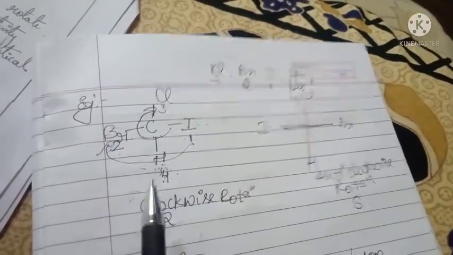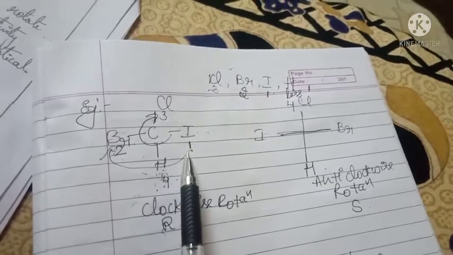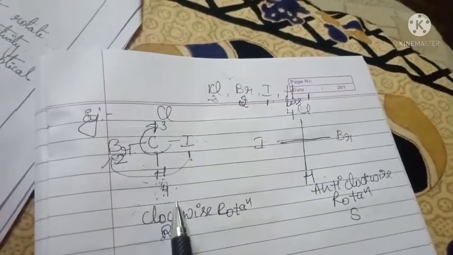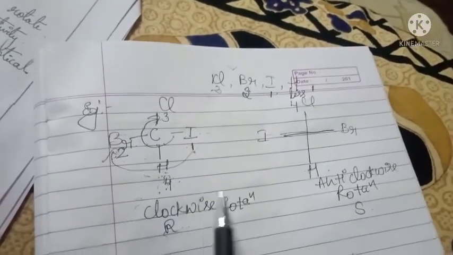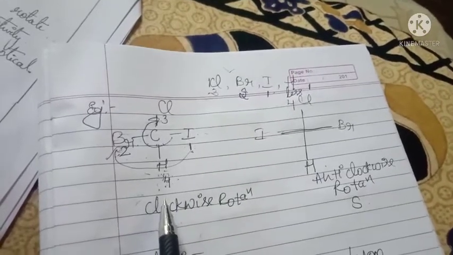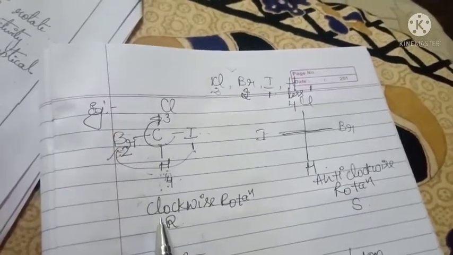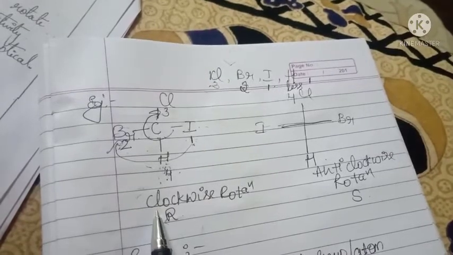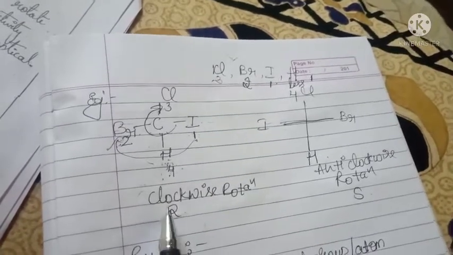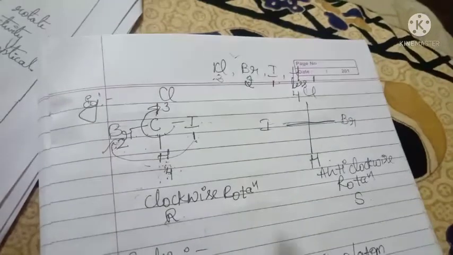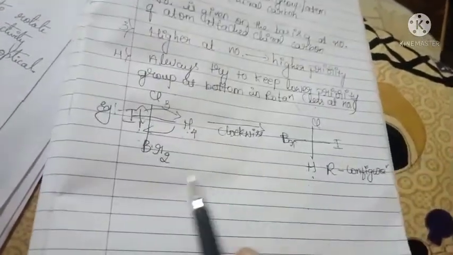After that we have to give higher priority for higher atomic number and lower priority for lower atomic number. And the last rule is we have to keep the lowest priority, the lower atomic number, at the bottom. Okay, do you get it? These are the rules for writing R and S rotation.